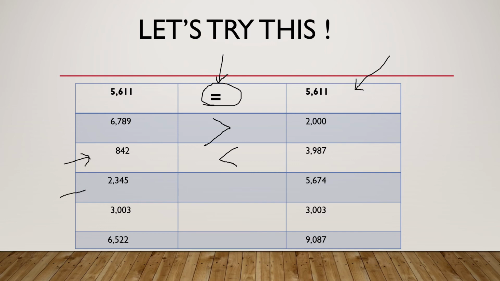Let's look at the next number. The next number is 2,345 and we have to compare it with 5,674. Students, which is the greater number? Please say it loudly for me. Correct. And which is the smaller number over here? Please say it loudly. Correct. So students, if you said that, ma'am, 2345 is the smaller number over here, then you are correct.